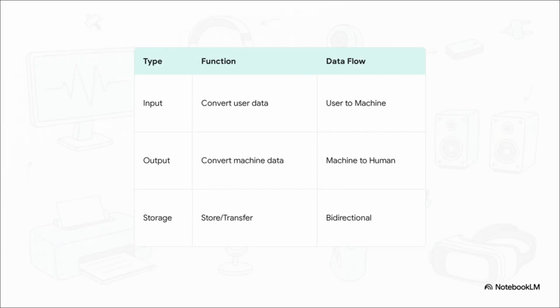If we look at this summary table, it really helps to visualize the flow of data. With input devices, data flows from the user to the machine. With output devices, it flows from the machine right back to the human. And with storage devices, it's a bidirectional flow, meaning the computer can write data out to be saved and read it back in when needed.